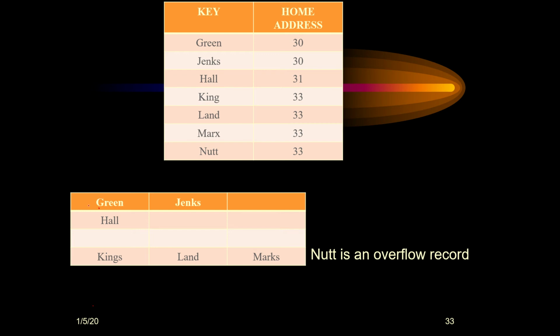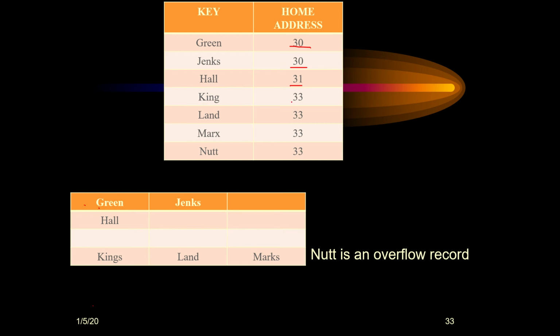Now the bucket size here is three. Green has the home address 30, and junk also has the same address 30. So the two records green and junk will be inside the same bucket address 30. This is the first address, which is 30. And here it is hall. Let's see what the address of hall is. It is 31, so the next bucket address 31 will have only one record, and similarly we have empty spaces which can be used for insertion.